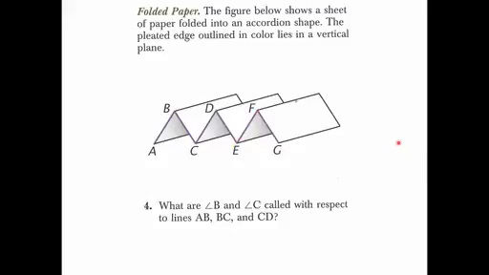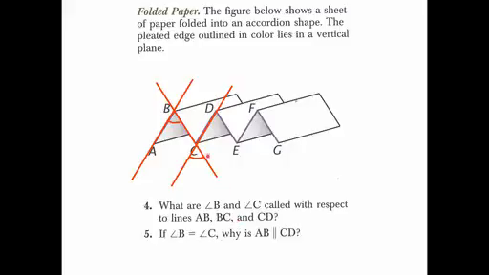So first question, what are angles B and C called with respect to AB, BC, and CD? So we'd be looking at this angle and this angle, B and C. What would you call them? And there are the lines we're talking about. And there are those two angles. What would you call them? Got several choices. Think it through. And if those two are equal, why are AB and CD parallel? Look back if you don't remember. What position are they in? And they're equal.